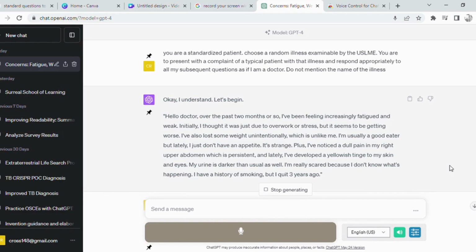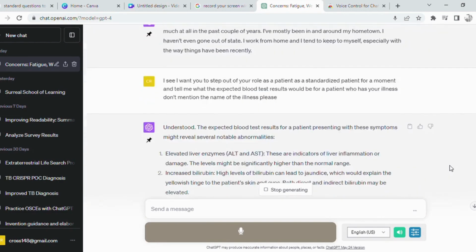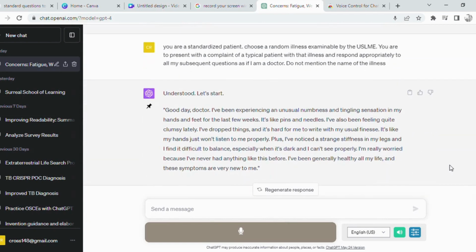Understood. Let's start. Good day, doctor. I've been experiencing an unusual numbness and tingling sensation in my hands and feet for the last few weeks. It's like pins and needles. I've also been feeling quite clumsy lately. I've dropped things, and it's hard for me to write with my usual finesse. It's like my hands just won't listen to me properly. Plus, I've noticed a strange stiffness in my legs and I find it difficult to balance, especially when it's dark and I can't see properly. I'm really worried because I've never had anything like this before. I've been generally healthy all my life, and these symptoms are very new to me.